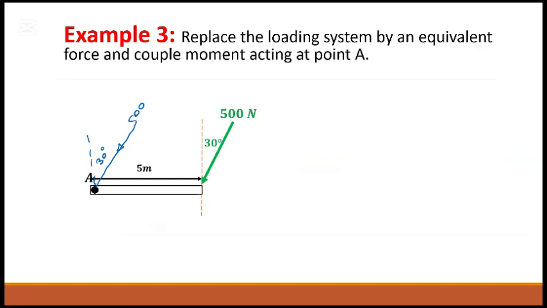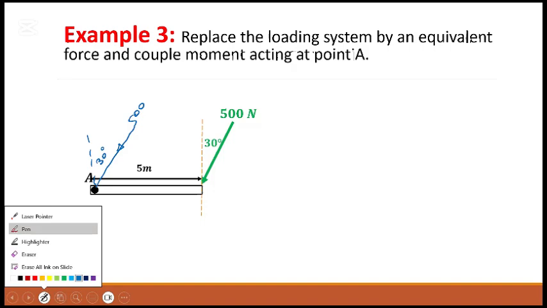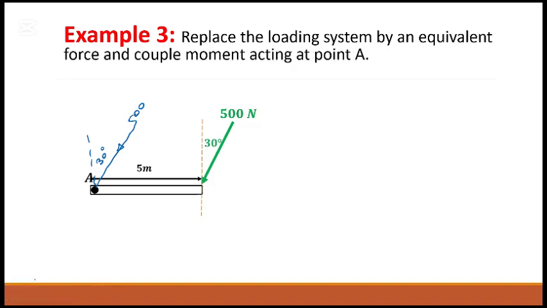Now, how do you find the moment? 5 times 500 cos 30. Yes. So you can shift the force, but now you need to find the two components to find the moment. So this is 500 sine 30. This is 500 cos 30. So this one is going through the point, so this one doesn't create any moment.